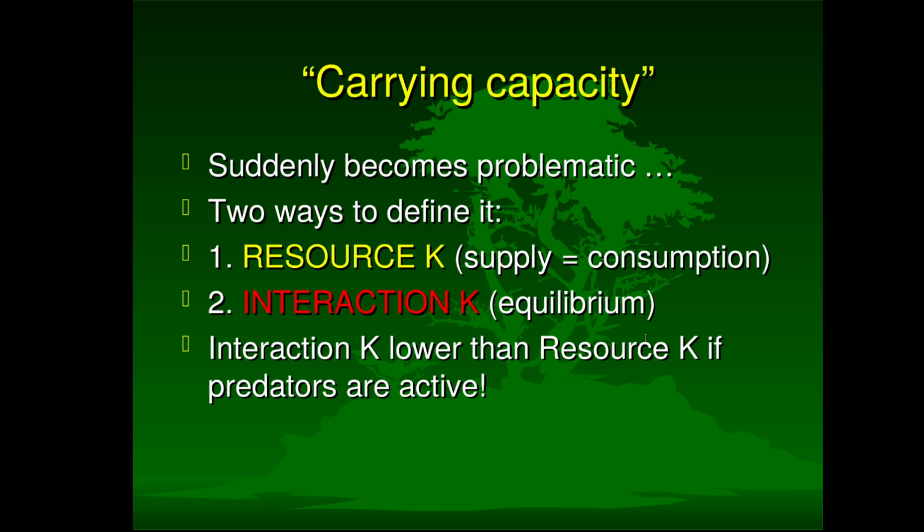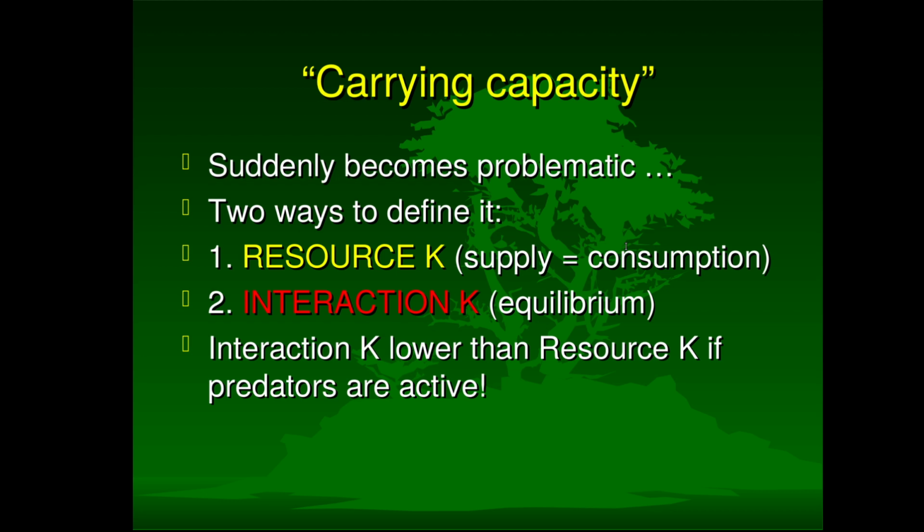First, you can define it as the maximum population density in the absence of any competitor or predators, where your consumption rate of resource balances the supply rate. Call that the resource K. Or you can think of it as the maximum population density in the presence of all of your competitors, which reduce your supply of resource and your carrying capacity.